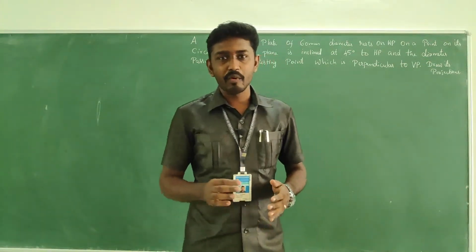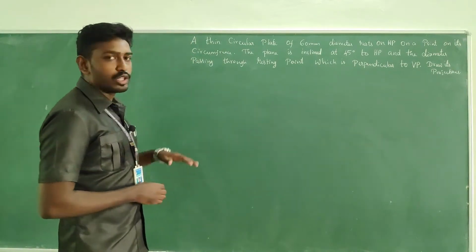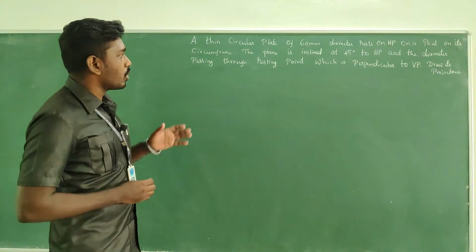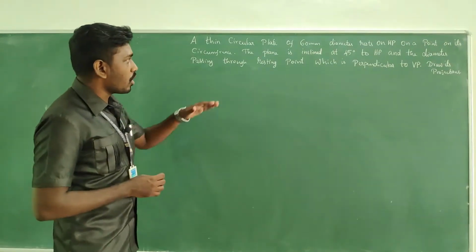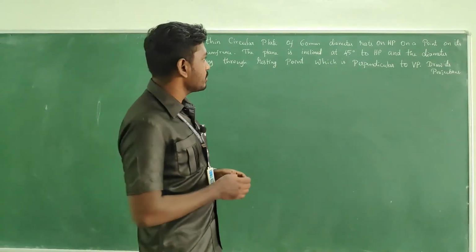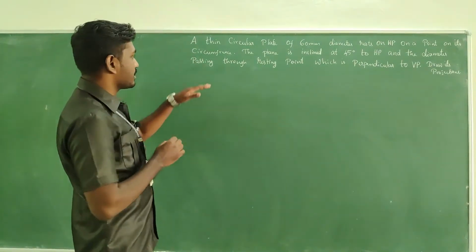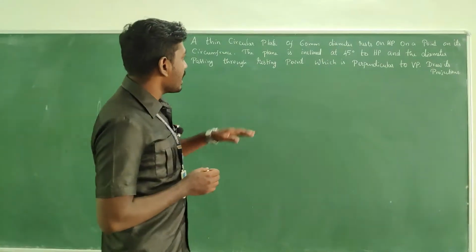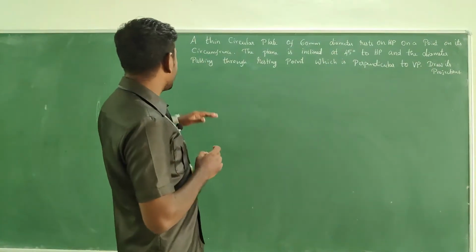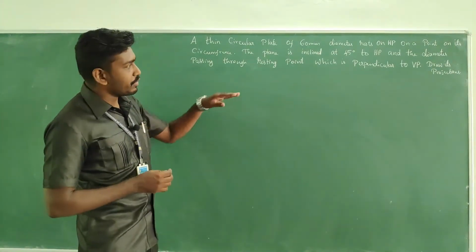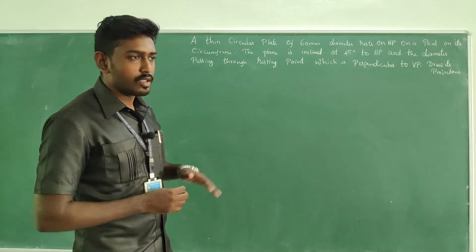Welcome students. I come up with a question from projections of plane surface. First I will read out the question so that you may get what is being given in the question. A thin circular plate of 60 mm diameter rests on HP on a point on its circumference. The plane is inclined at 45 degree to HP and the diameter passing through the resting point is perpendicular to VP. Draw its projection.